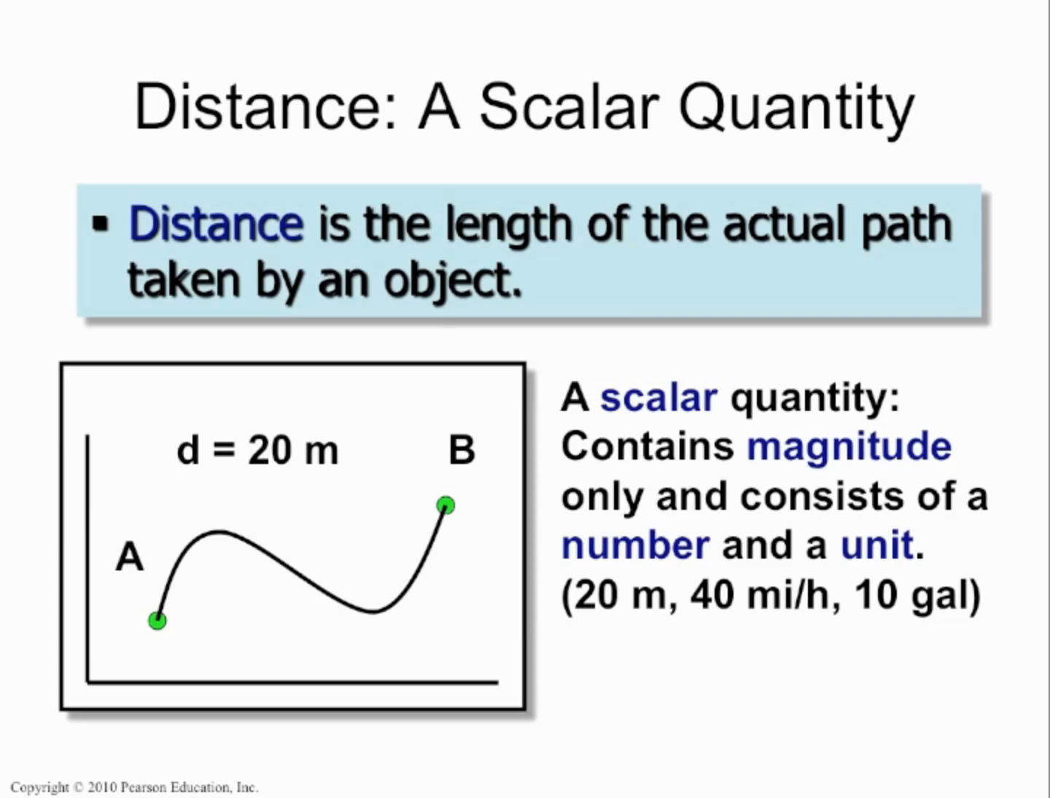40 miles per hour is a scalar. 40 miles per hour, as you know, is a speed, but we would not call it a velocity because the direction is not specified. And 10 gallons, gallons would be a unit of volume. Well, volume has no direction. It doesn't matter. All that matters is the magnitude. So these are all scalars.